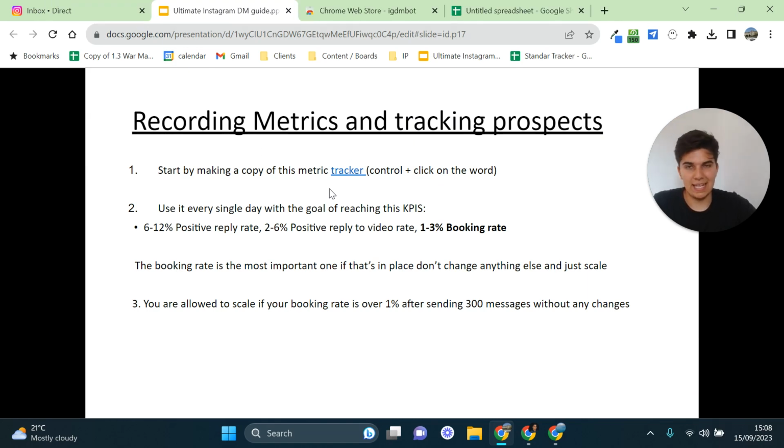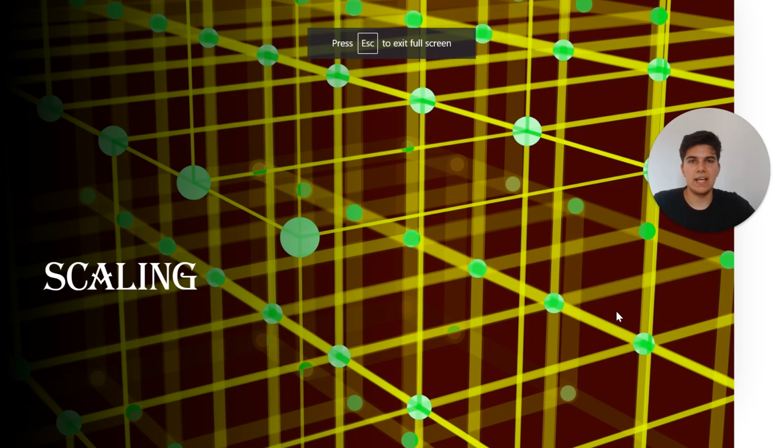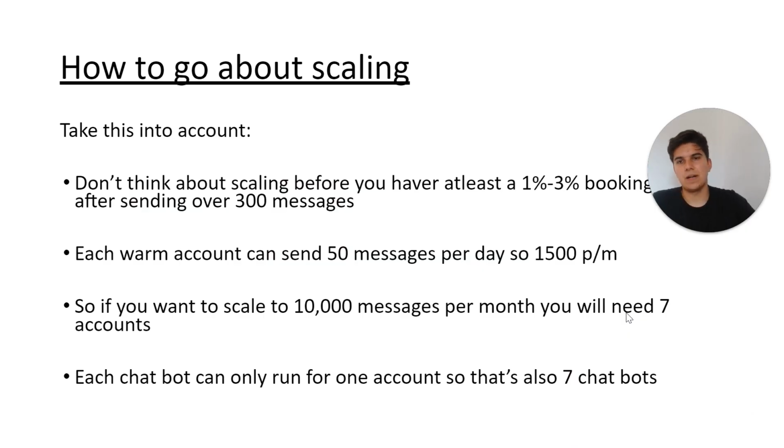So scaling. Now, this is the fun part. This is where you're going to book a lot of appointments. How are we going to scale in order to get a bunch of appointments automatically? Take this into account. Don't think about scaling before you already hit 1 to 3% booking rate after sending over 300 messages. Right, send 300 messages without making any changes. If you get a 1 to 3% booking rate, that's when you think about scaling.